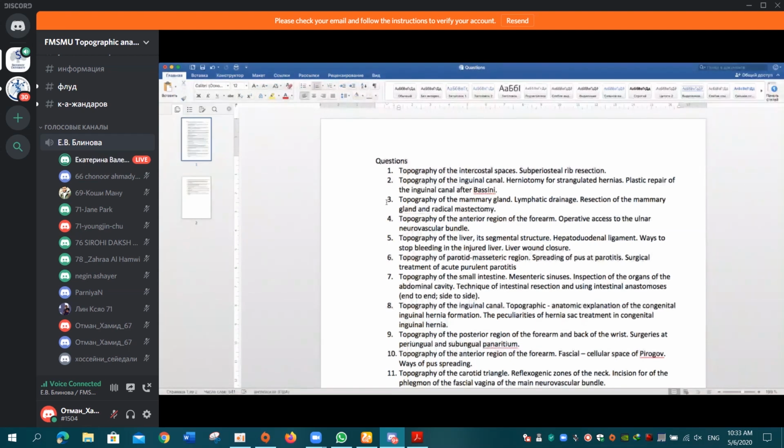Do you have a question for the first? Also, maybe you remember, tell me, please, the Starling equation. So we have a filtration pressure calculated using hydrodynamic pressure of blood plus oncotic pressure of tissue fluid minus hydrodynamic pressure of tissue fluid and oncotic pressure of the blood. The second question, topography of the inguinal canal. Inguinal canal is the weak place of the anterior abdominal wall. There are two inguinal regions, right and left.